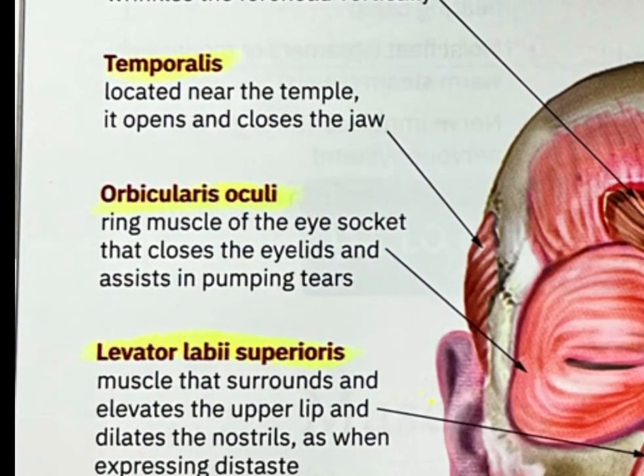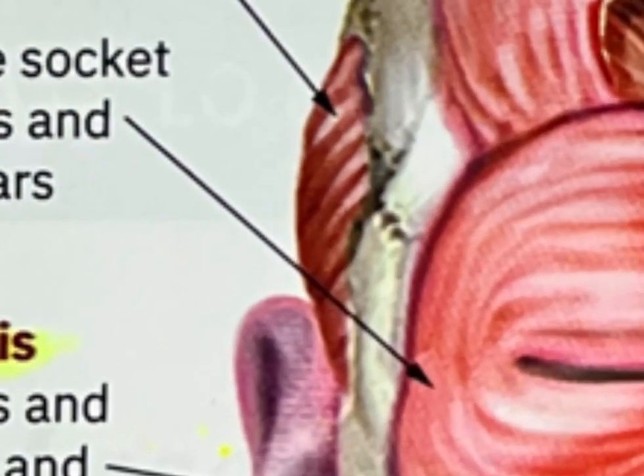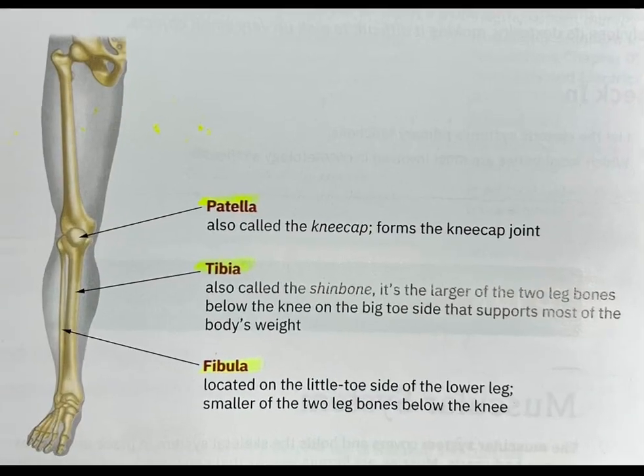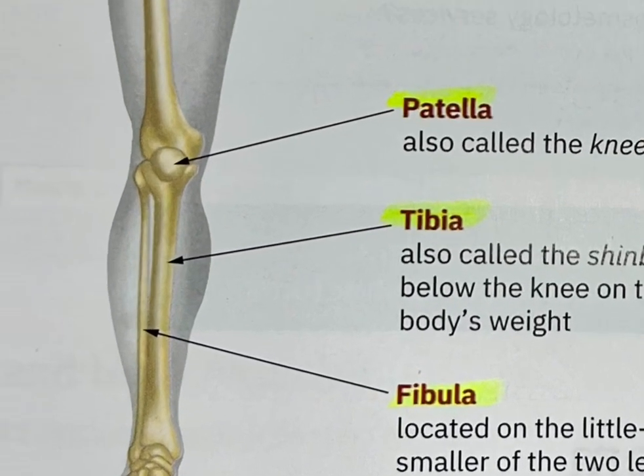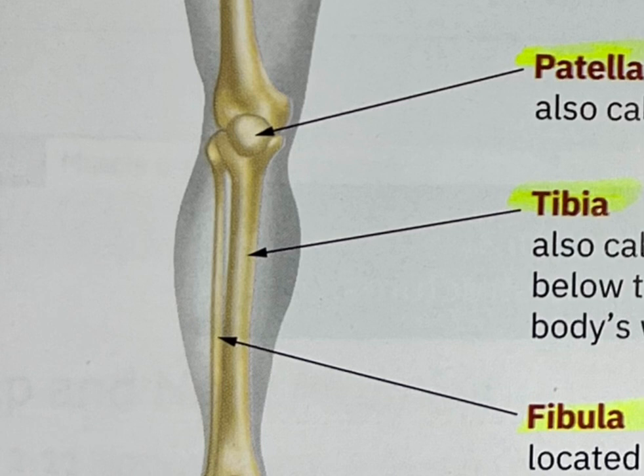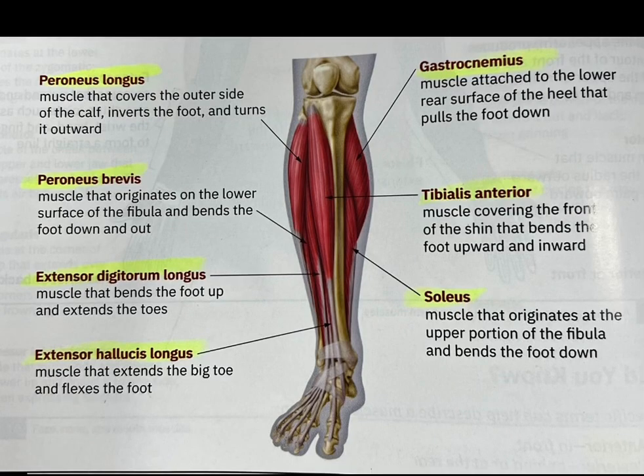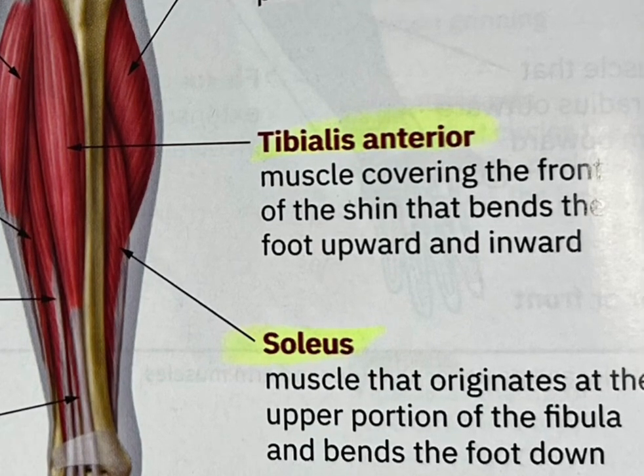Temporalis, located near the temple that opens and closes the jaw. Tibia, also called the shin bone. It's the larger of the 2 leg bones below the knee on the big toe side that supports most of the body's weight. Tibialis anterior, muscle covering the front of the shin that bends the foot upward and inward.